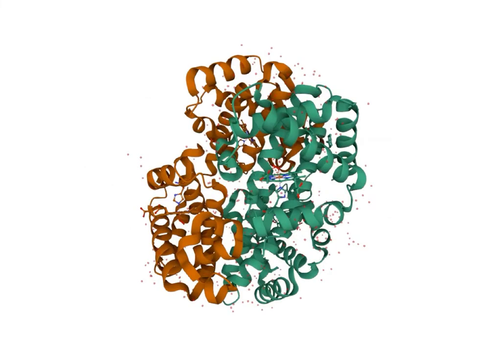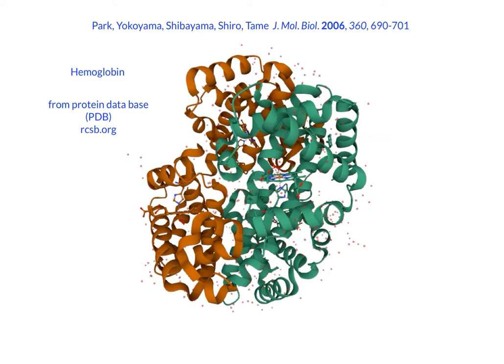This is the structure of hemoglobin. The structure comes from the Protein Data Bank and from a publication in the Journal of Molecular Biology, although lower resolution structures have been known since the 1950s. Max Perutz won the Nobel Prize in Physiology or Medicine in 1962 for the first crystal structure of hemoglobin.